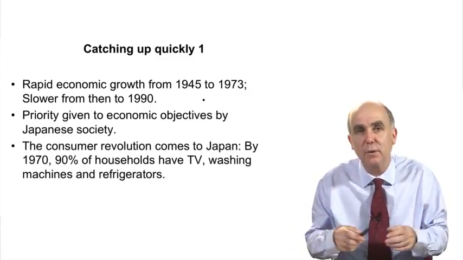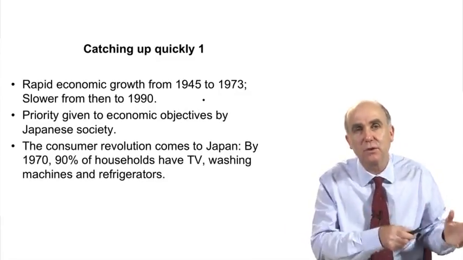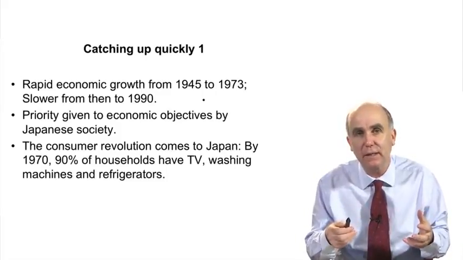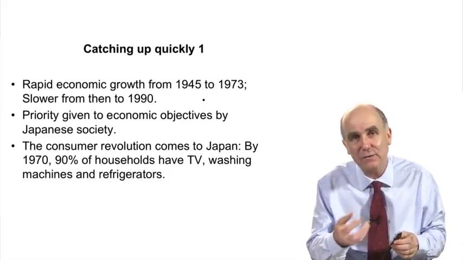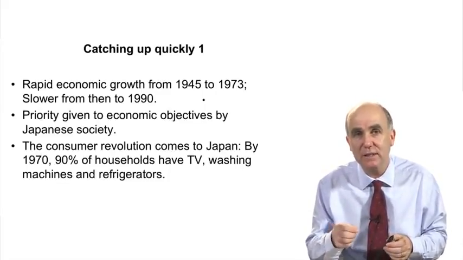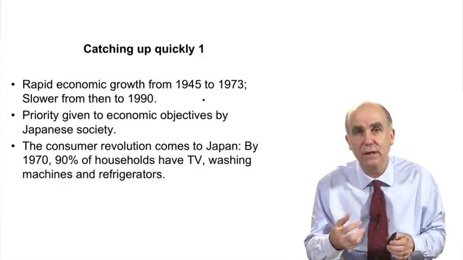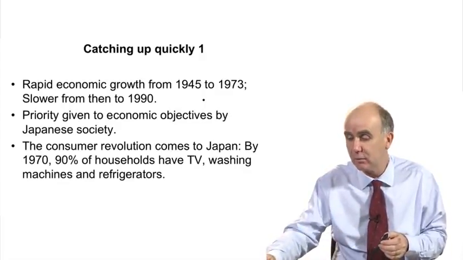And this is a period when Japan becomes like the West in terms of becoming a consumer society. So for example, by 1970, very quickly after World War II, 90% of households in Japan have a TV, washing machine and refrigerator.